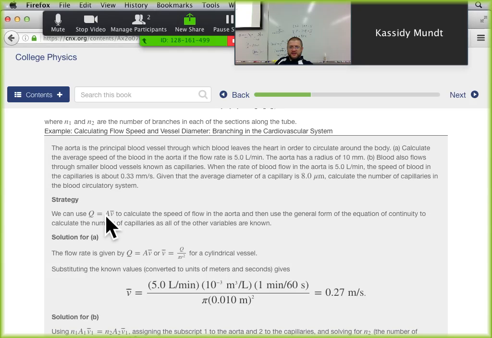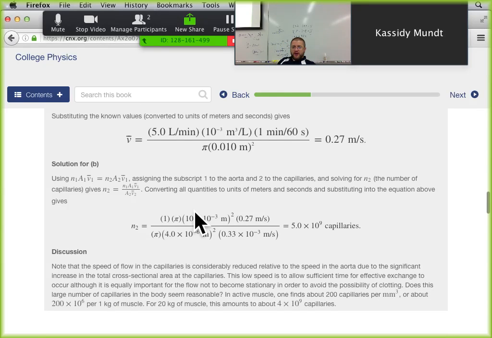Let's see. They want to know, first of all, the average speed of the blood in the aorta. They calculate that from the flow rate equals A times average speed. Rearrange that so it's flow rate over area. Flow rate over the area of the aorta, pi r squared down there on the bottom. 0.27 meters per second. And what was the speed? 0.33 millimeters per second, right? So it actually slows down pretty dramatically in the capillaries because they're so small.